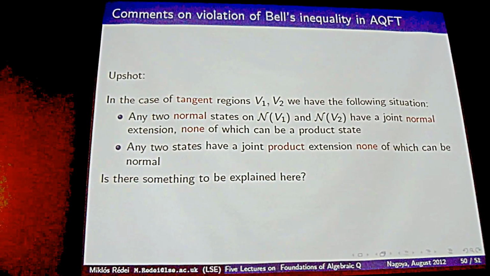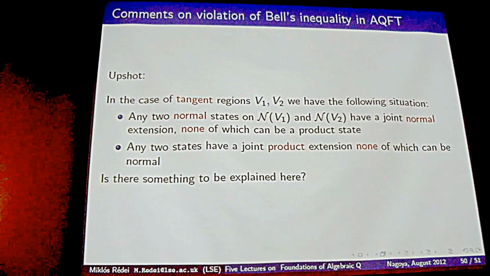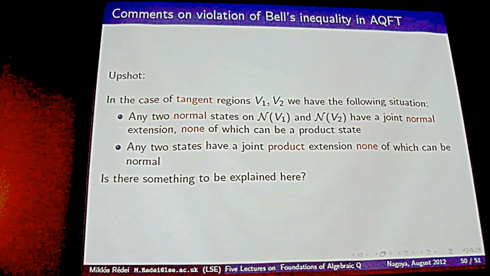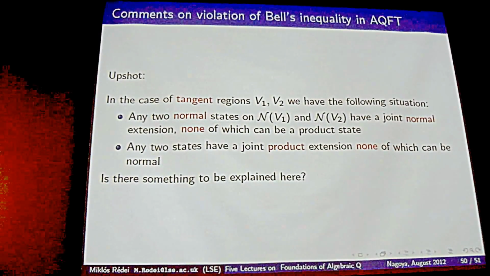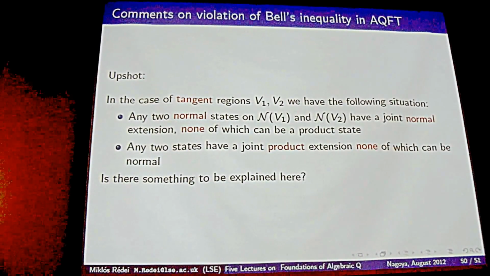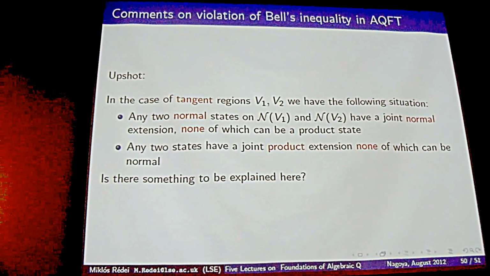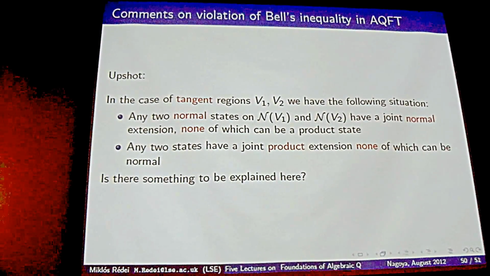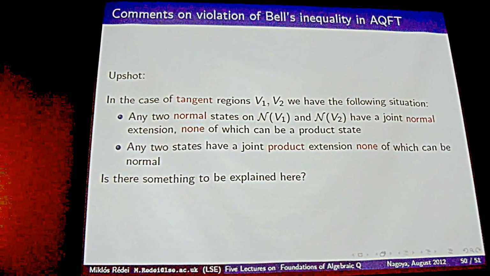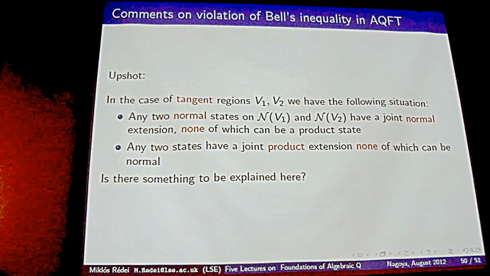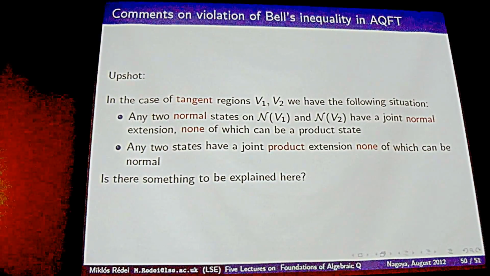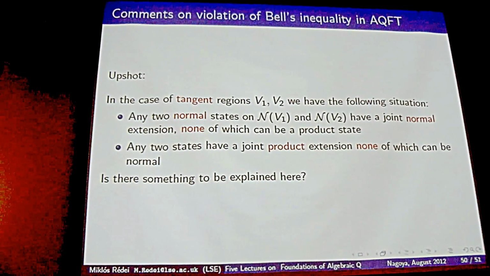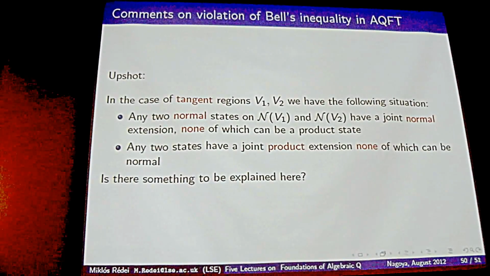It's curious, it's strange. This is a very, very crazy situation, okay? You have two regions, tangent double cones, and the following is the truth. No matter how you give me two normal states, I can extend them to a normal state on the generated algebra, but that extension cannot be a product state. On the other hand, no matter how you give me two states, I can have an extension which is a product state, but that cannot be normal. Okay? A very curious situation.